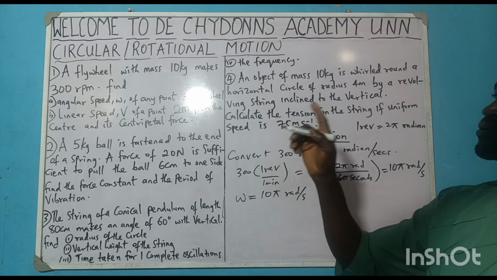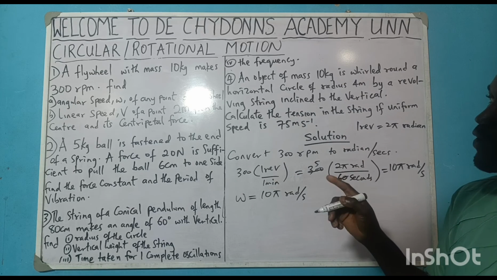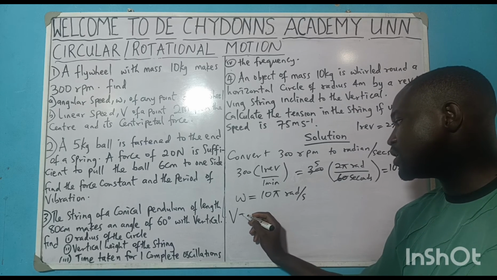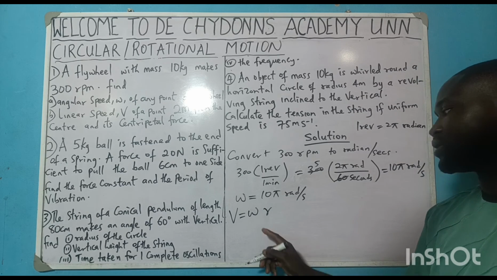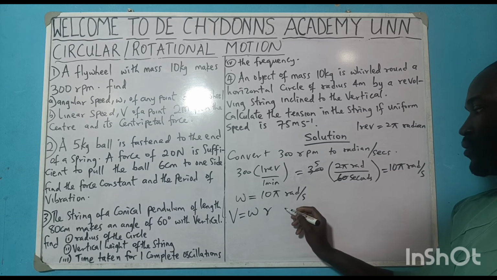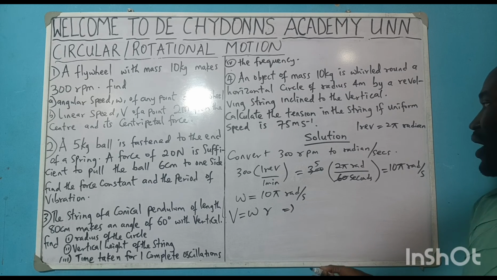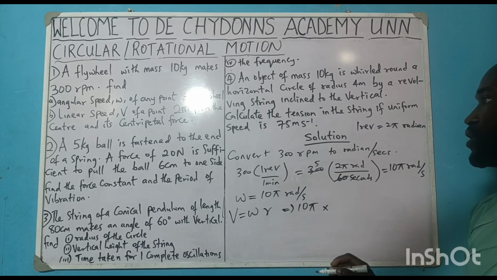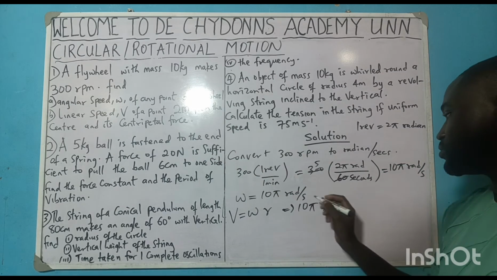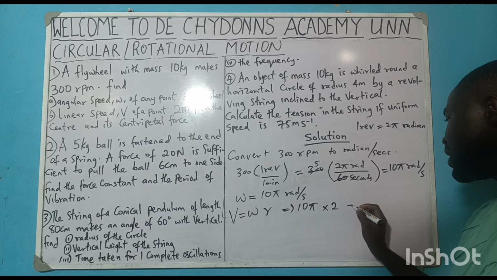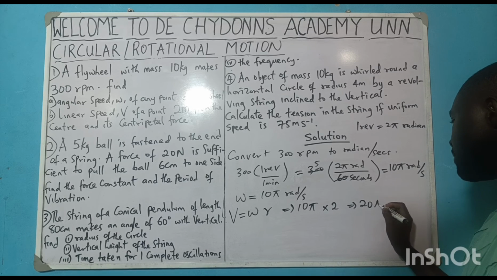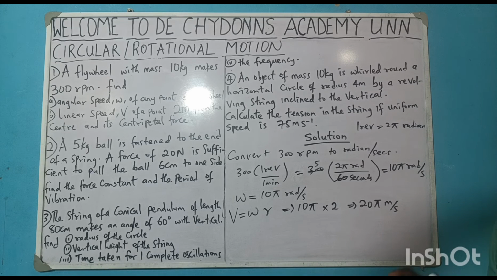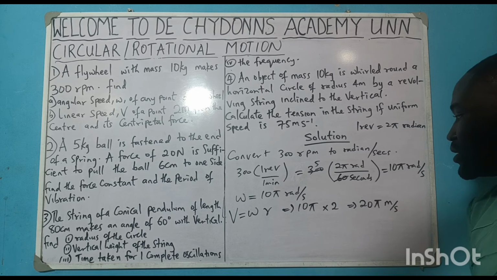Then the linear speed of a point 2 meters from the center. Okay, linear speed V is equal to omega R, that is angular speed times R. And that means 10 pi times radius, which is 2 meter. That will give you 20 pi meter per second.